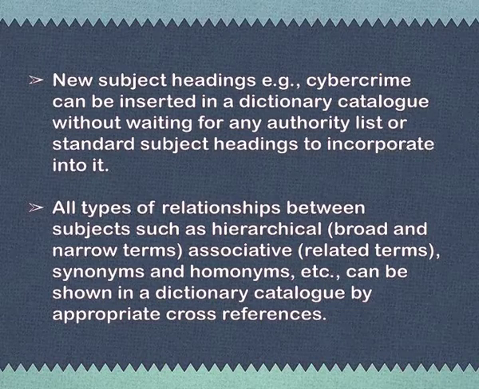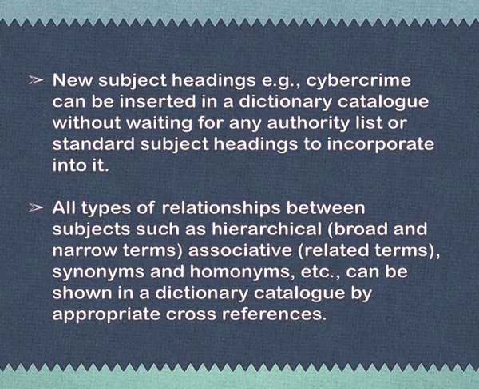Subjects that are related but get distributed in a classified catalogue are brought together in a dictionary catalogue. In a dictionary catalogue, subjects are entered under their specific names. As such, there is no need for a user to know facet relations of subjects to use the catalogue. A straight search under a specific heading of a subject would fetch a reader the necessary information. New subject headings, for example cybercrime, can be inserted in a dictionary catalogue without waiting for any authority list or standard subject headings to incorporate into it.